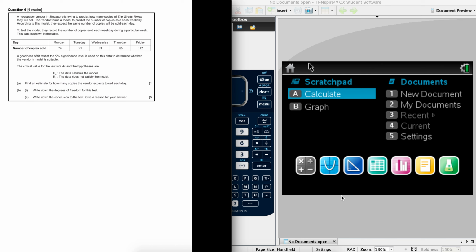It tells us that the null and the alternative hypotheses are that it satisfies the model, which is the same every day, or it does not satisfy it being the same every day.